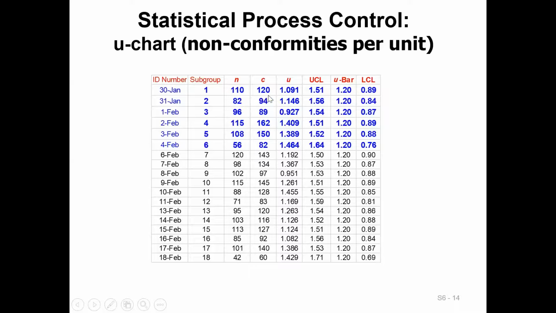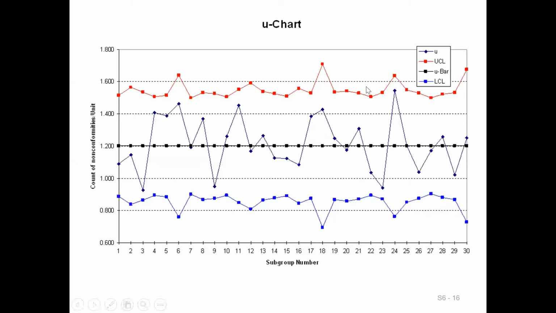Generally, this is u, this is c, this is the upper control limit, this is the lower control limit. But bear in mind, the center line will be the same. By having the upper control limit, lower control limit, u bar, and u itself, then these three are from the question, that subgroup, and here is from the question. And u is equal to c divided by n, right? The upper control limit and lower control limit, you have to follow the formula to calculate. And by having that, you can start plotting the chart.